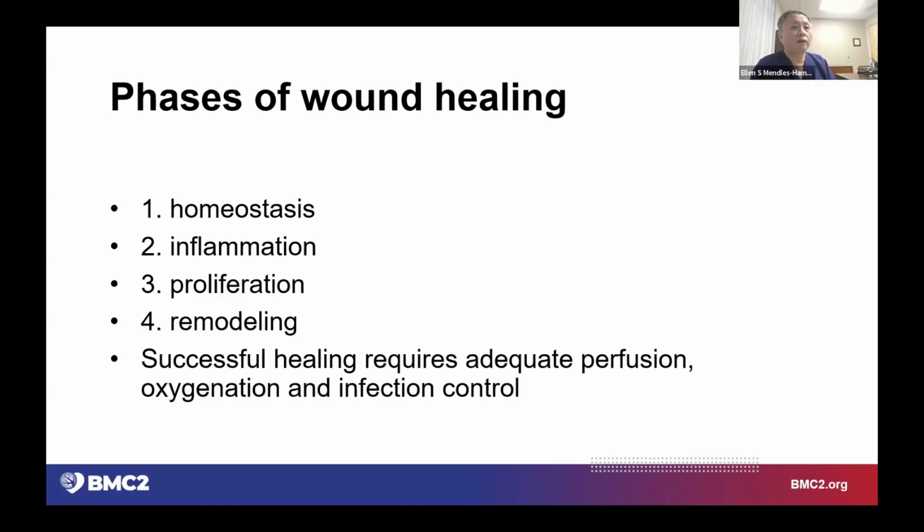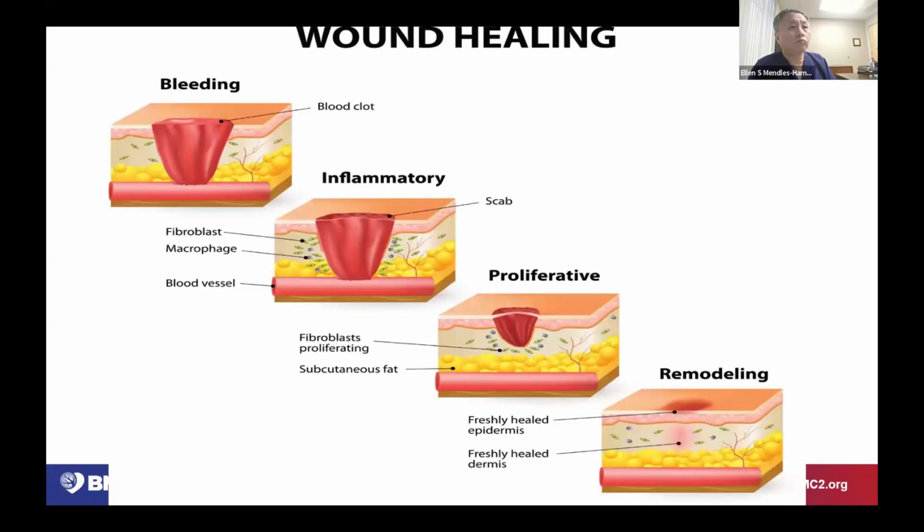The phases of wound healing, there's 4 phases: hemostasis, inflammation, proliferation, and remodeling. Let's go to the next slide, please. So initially, when there's a wound created, the first is bleeding, and then the blood vessels start to contract, and then cause hemostasis. Then within hours, the fibroblasts come in, macrophages, and white blood cells come in to clean out the necrotic tissue. That's the second stage. It happens within hours.